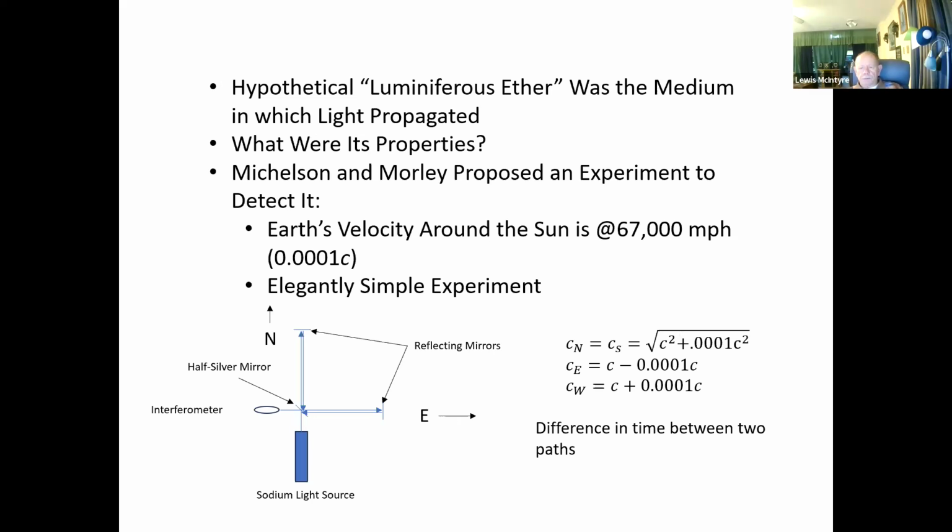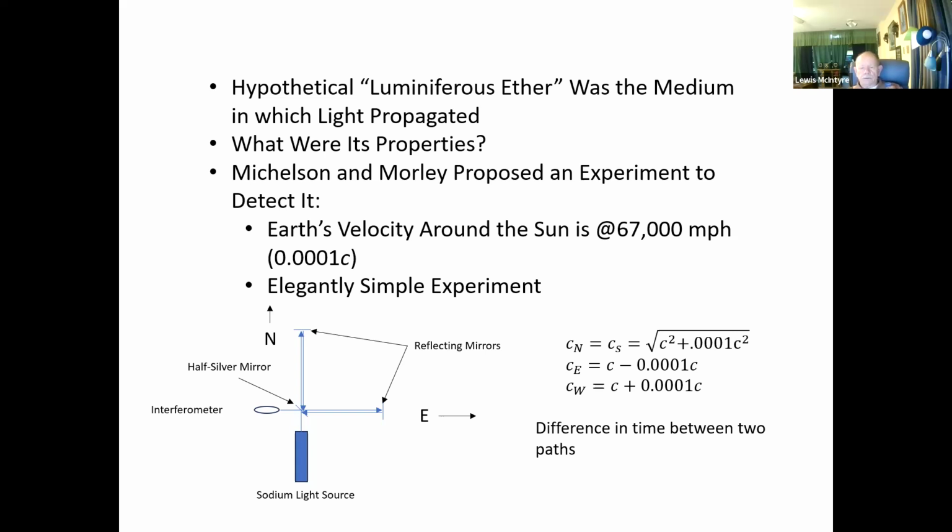Maxwell's equation for the speed of light did not incorporate relative velocity. It was assumed that light speed was defined in the ether, which was assumed stationary in space. Michelson and Morley proposed an experiment using the Earth's orbital velocity around the sun, 67,000 miles per hour, or about 1/10,000th of the speed of light.